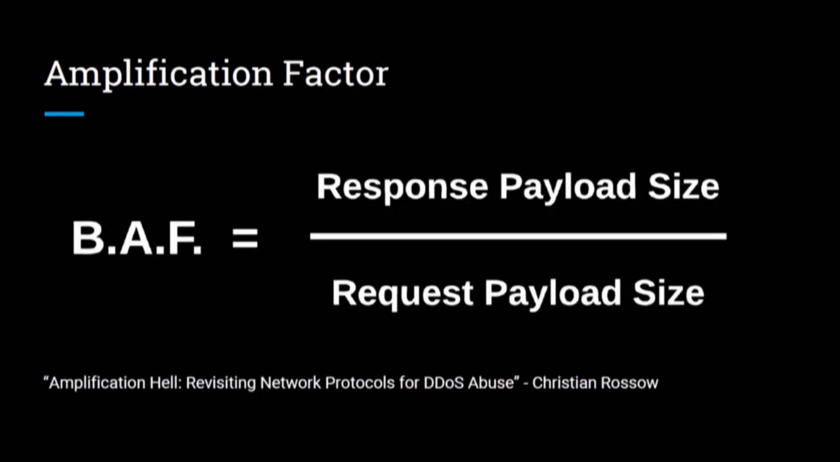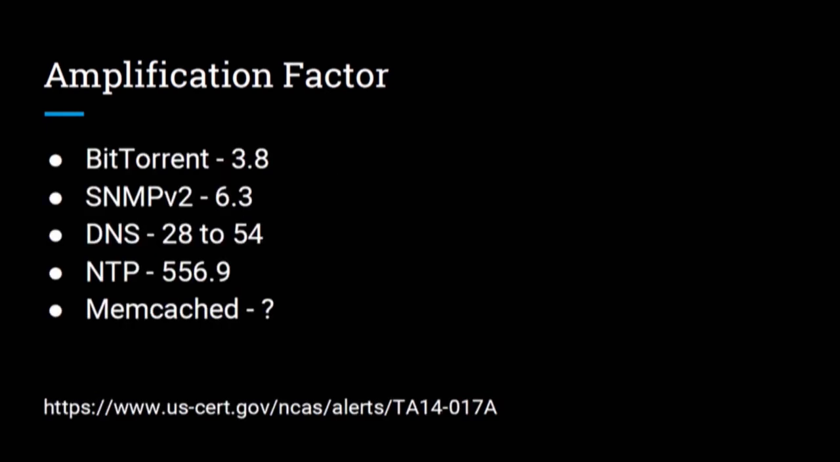service attack. So one way of classifying these is a bandwidth amplification factor. US CERT uses that. Basically you're looking at the size of the payload in the responses and comparing that to the payload in the request. Now, certain UDP services have different bandwidth amplification factors: BitTorrent 3.8. So for every byte you send, it's going to respond with 3.8 times as much to whoever your target is. SNMP v2 6.3, DNS 28 to 54, NTP about 550, and then the latest hotness is Memcache.